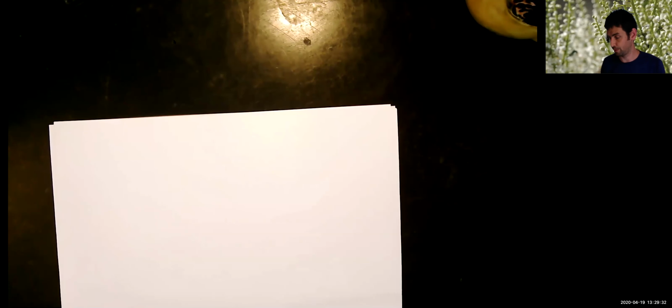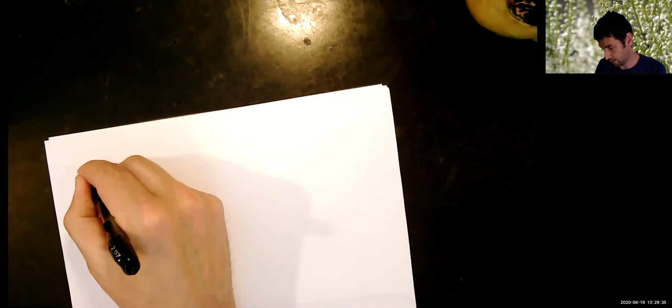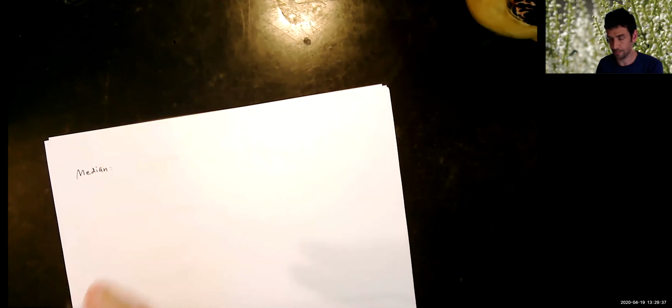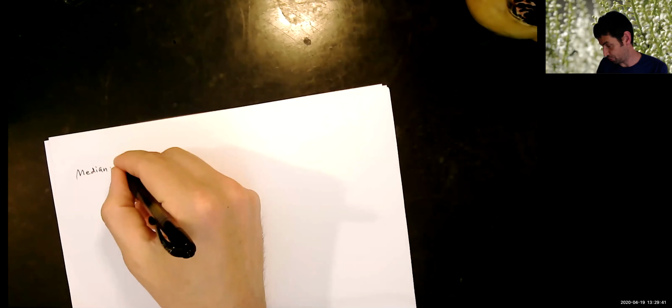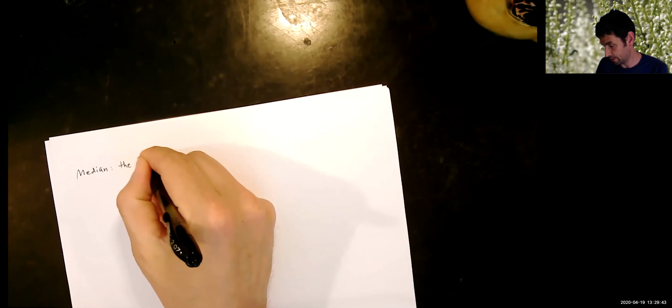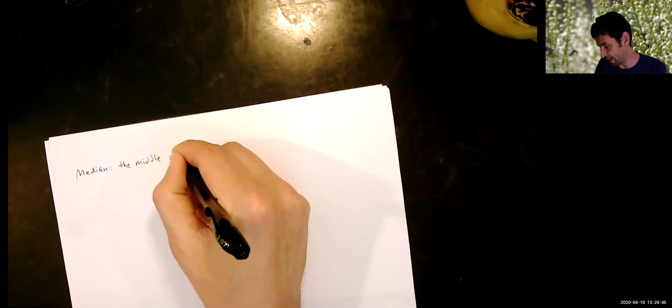take a look at our other measures of center. So let me go back to my paper. So the next one is the median, which we've already seen. The median is the same as the second quartile, as Q2, right? So the median is, let's just say, the middle data value.